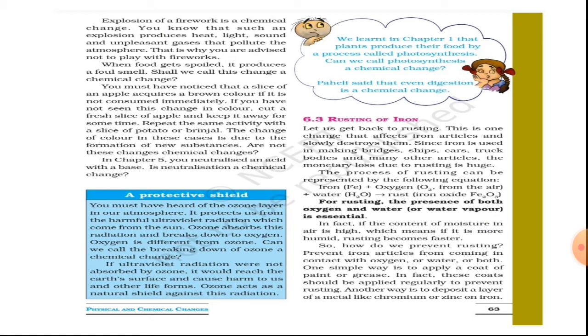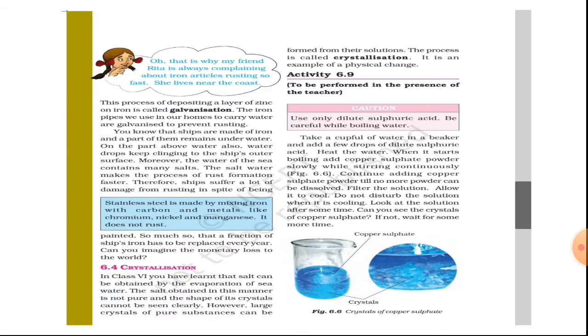Stainless steel is made by mixing iron with carbon and metals like chromium, nickel and manganese, and that's why it does not rust. Now next, our point is 6.4, that is crystallization, and this is the last part of this lesson.